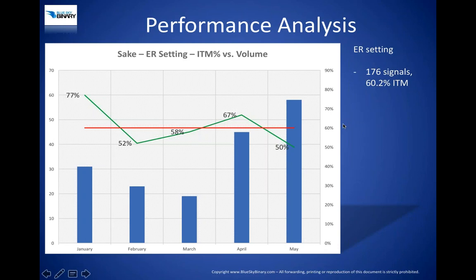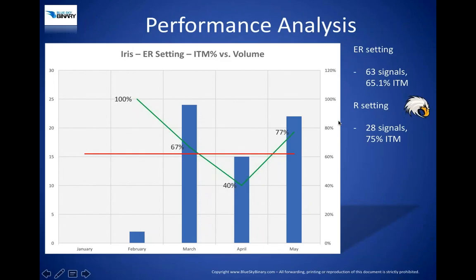Okay, so that's Saki. Now we get to Iris. Iris is currently the leader in Signal Hive in terms of volume, stability and returns. Iris has actually outperformed in a month which has been a difficult month for the financial markets. In February 100%, in March 67%, very high volumes as well. In April it had a drop, but then in May it more than made up with a fantastic increase in volume and win rate. Over time, Iris on ER is a 65% winner.